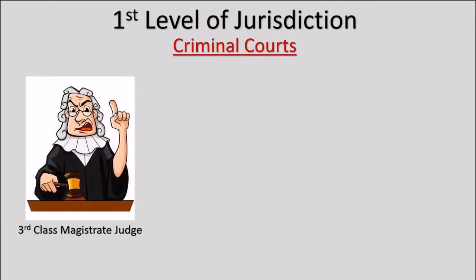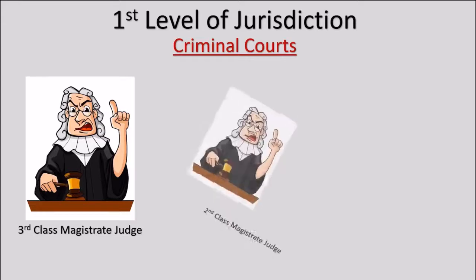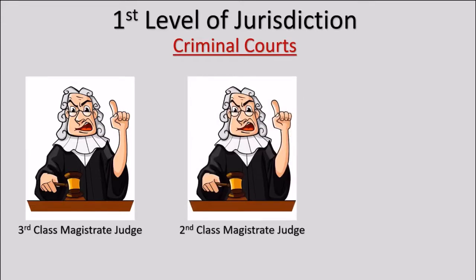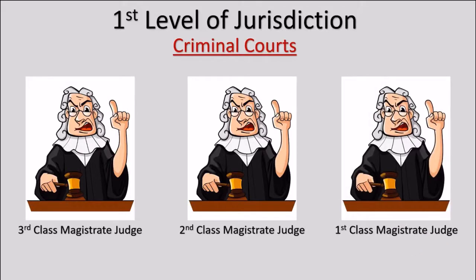Criminal courts of the first level consist of 3 judges. The magistrate judge of the third class tries offences punishable up to 1 month imprisonment and 5,000 rupees fine. The magistrate of the second class tries offences punishable up to 1 year imprisonment and 5,000 rupees fine, while the magistrate of the first class tries offences punishable up to 3 years imprisonment and 50,000 rupees fine.